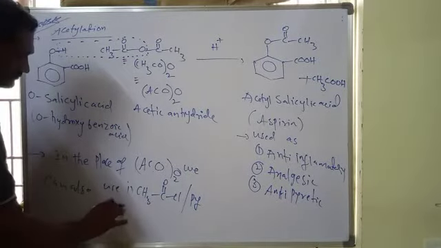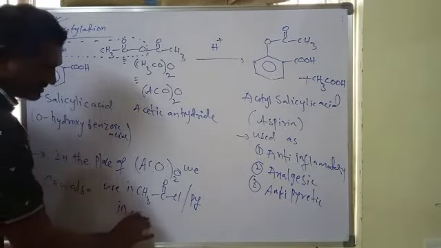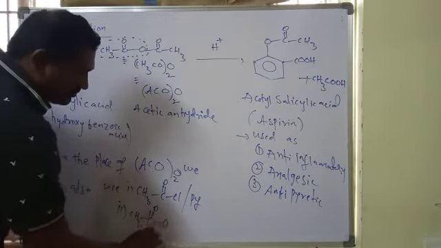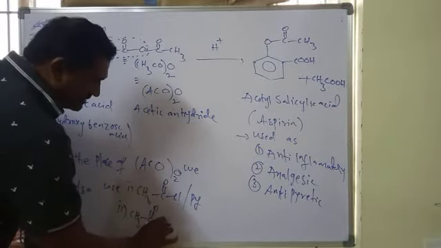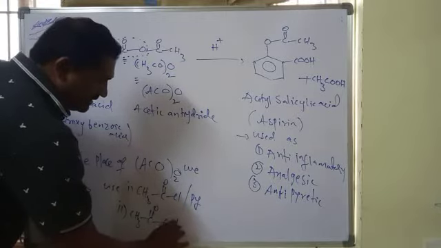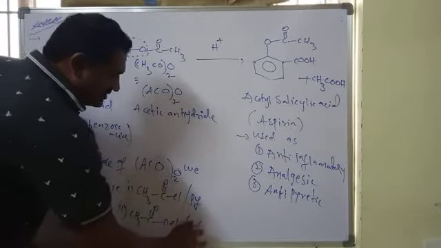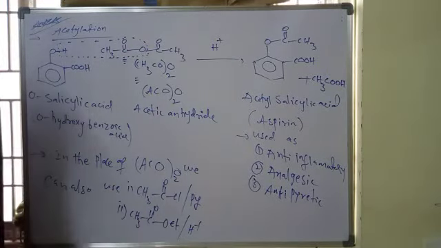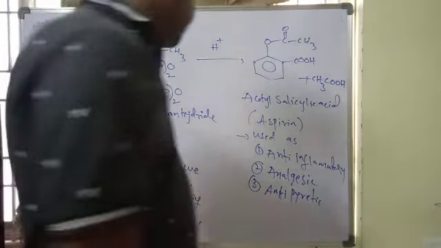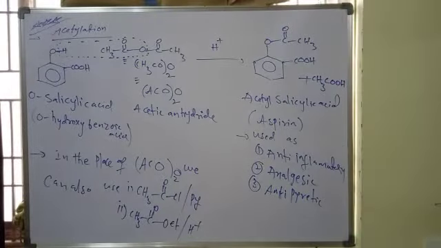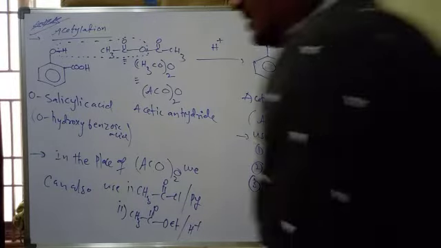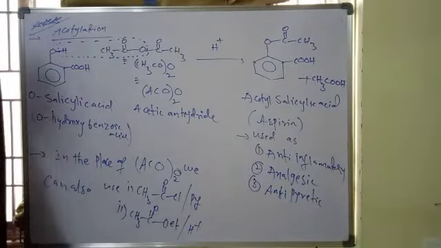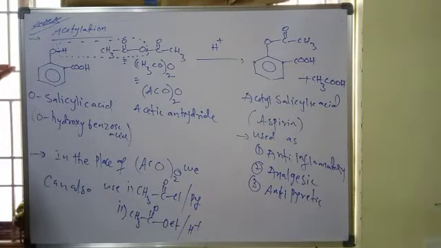Otherwise, we can use the ester, CH3C double bond O OEt, in the presence of acidic medium. So in the place of acetic anhydride, we can use even these two also. So this is the reaction, and this is very important, so please take screenshots.